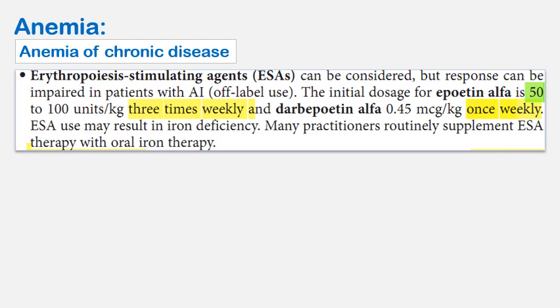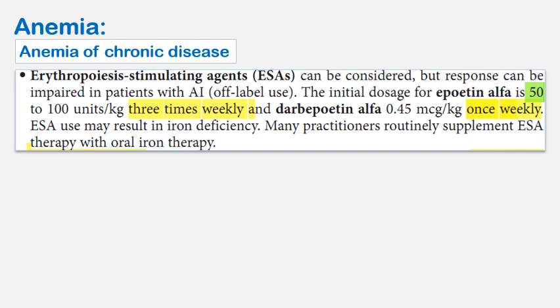يعني إذا patient عنده وزن 70 كيلوغرام، الجرعة الكلية تصير 7000 يونت، نقسمها على 3 مرات بالأسبوع. النوع الثاني darbepoetin alfa، الجرعة مالته 0.45 مايكروغرام بير كي جي, could be given once weekly.